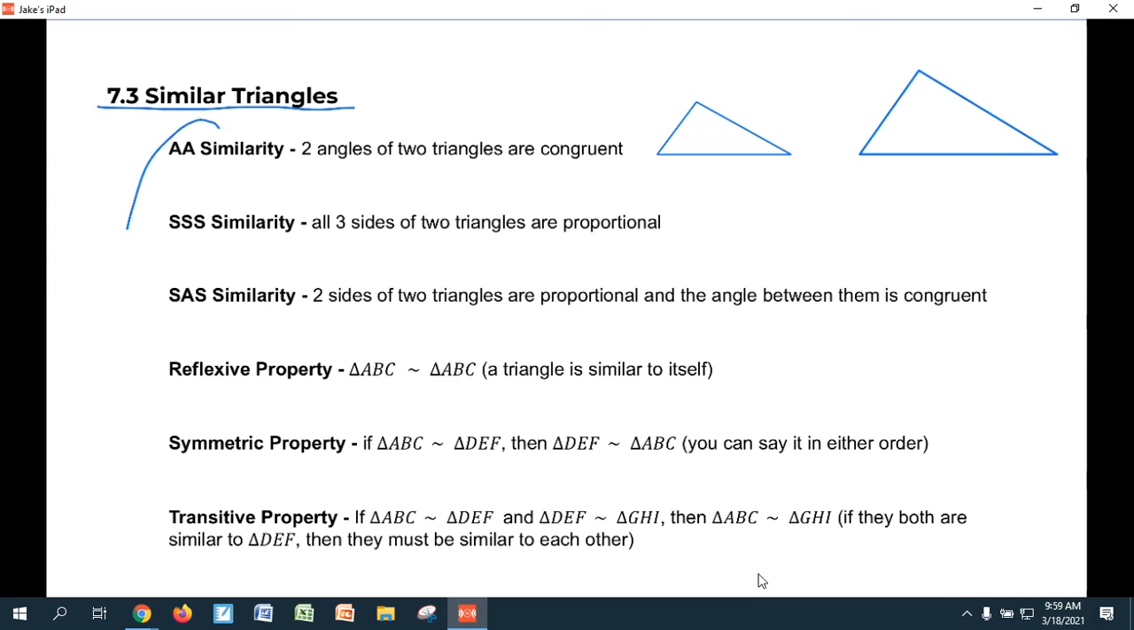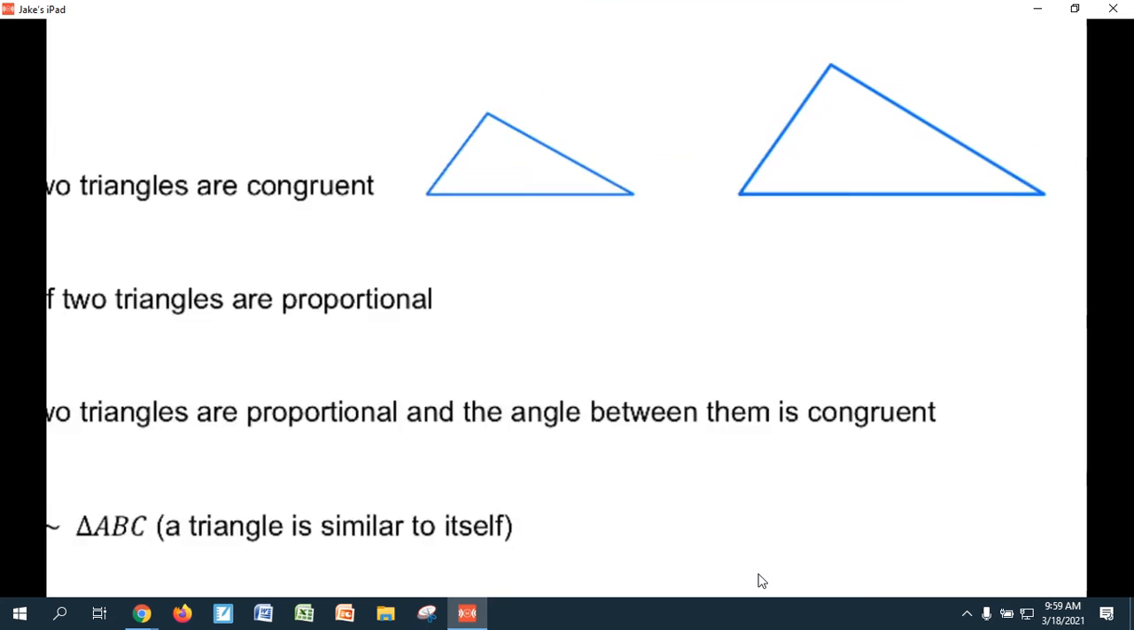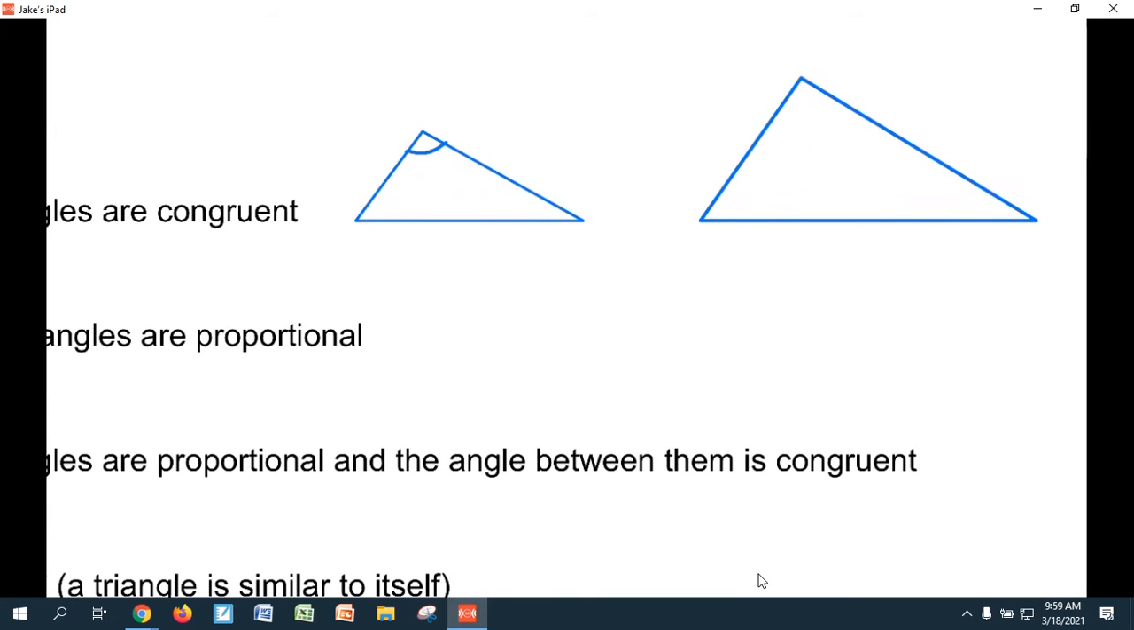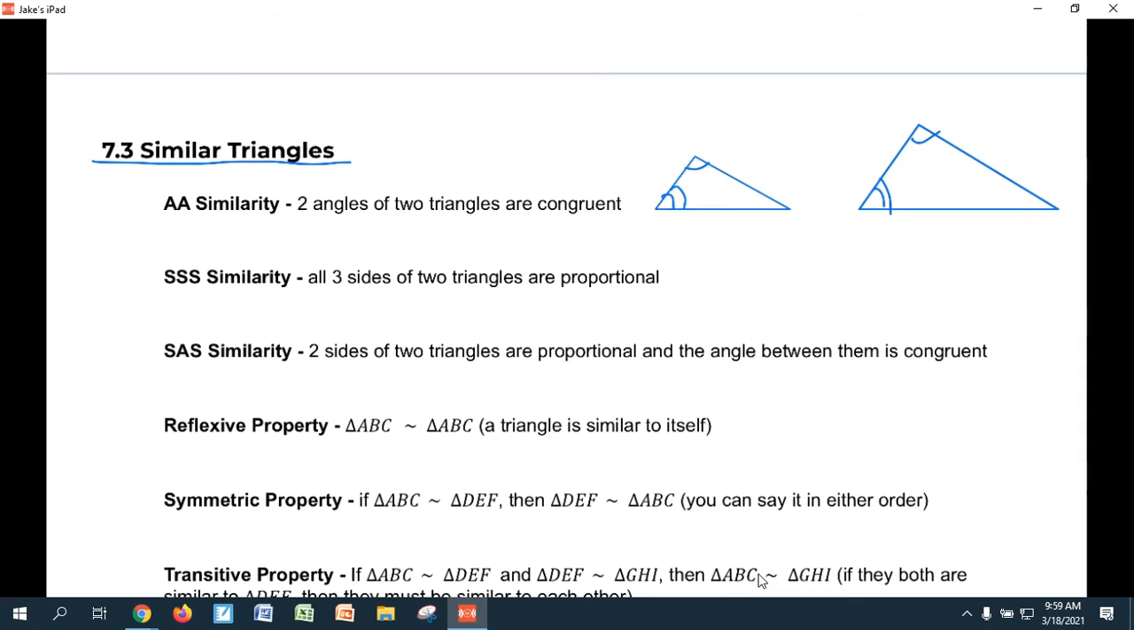That's why we have these three postulates. These are ways we can prove that triangles are similar. First one is angle, angle. If I can look at this triangle, figure out this angle is the same as this angle, and this angle is the same as this angle, that proves that those two triangles would have to be similar.